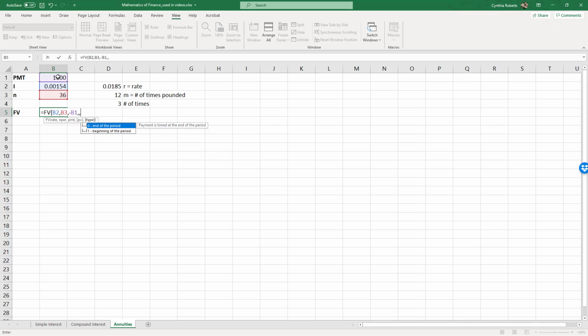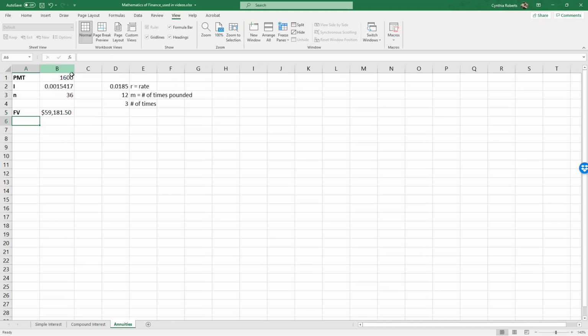This one is very important because you're going to see that we're going to use this again for future value of an annuity due. This is a future value of an ordinary annuity, which means the payments are made at the end of the period. So you would put 0. Notice it tells you 0 or 1 at the beginning of the period. I hit enter and I get the same answer.